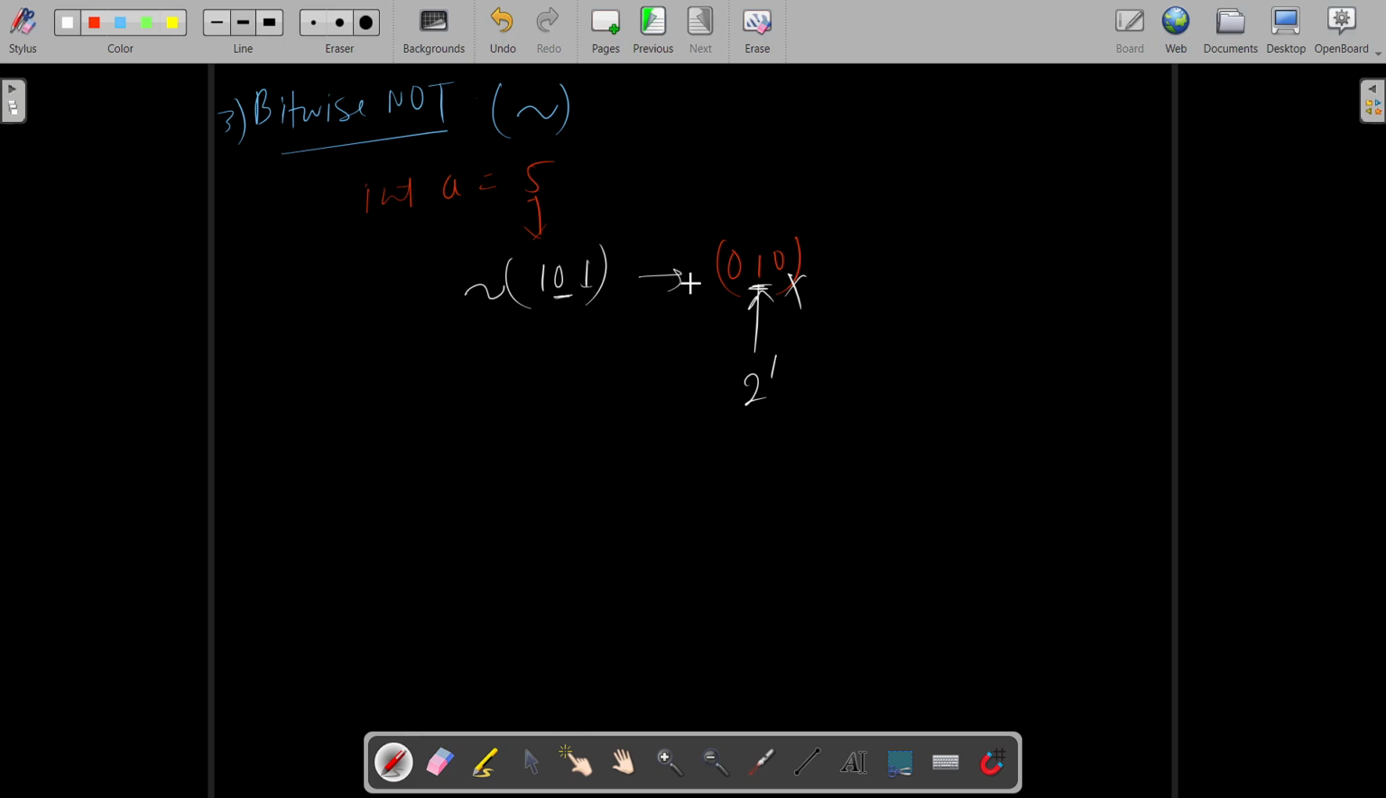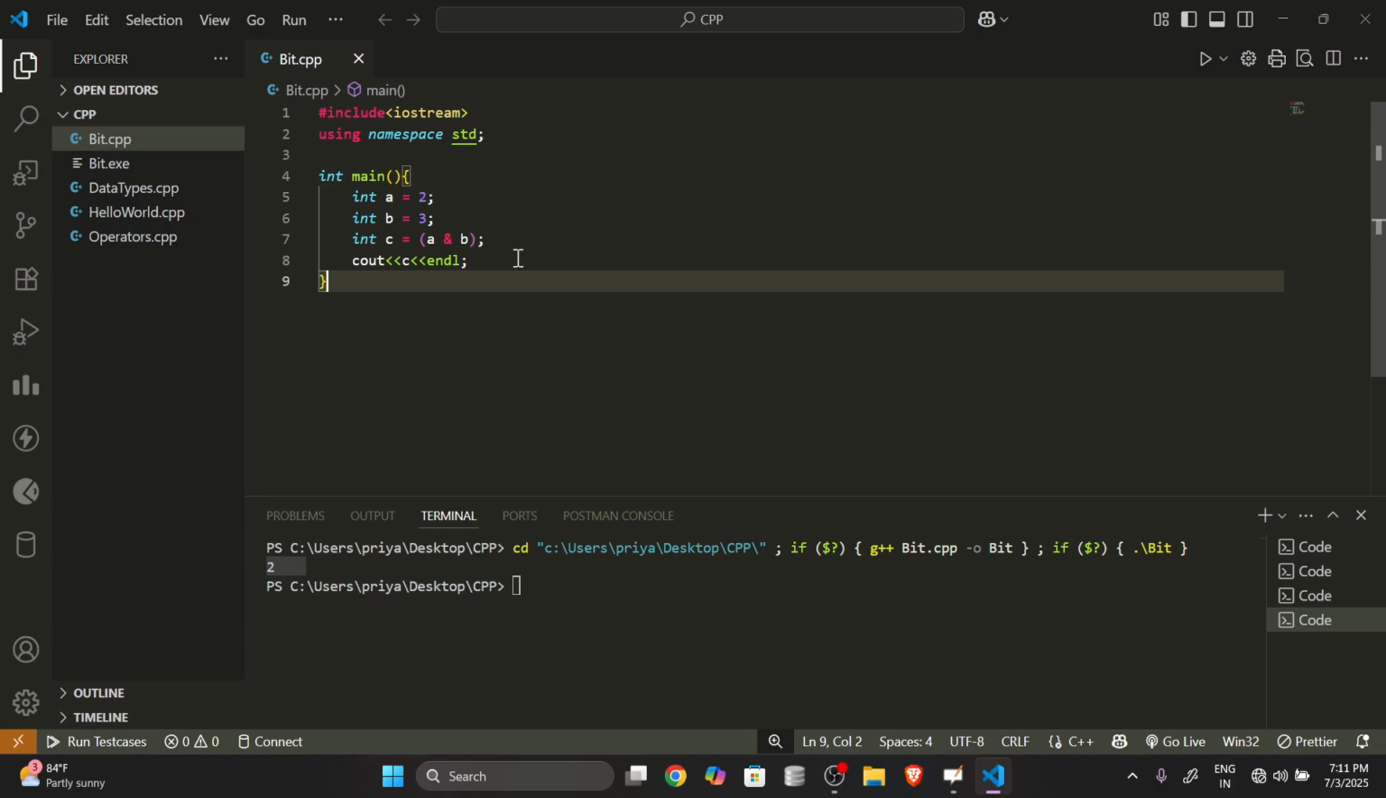This is 2 raised to power 1, and this is also not set, so we won't consider this. So the number is 2. Okay, so the number that we get upon doing bitwise not of 5 is 2. You can get to know about it if you try to use this bitwise not in programs.